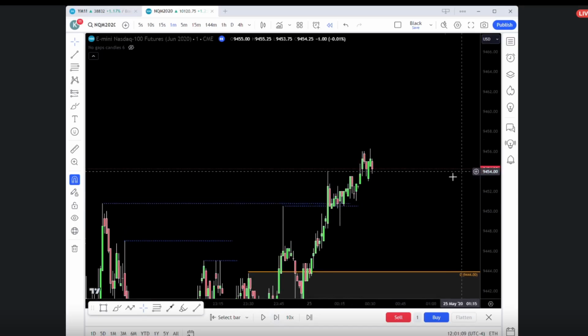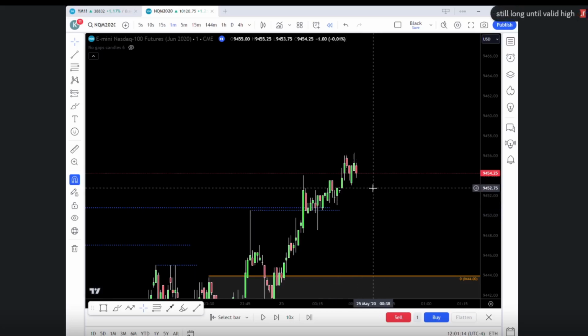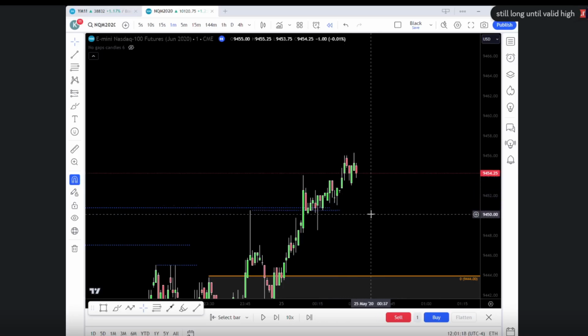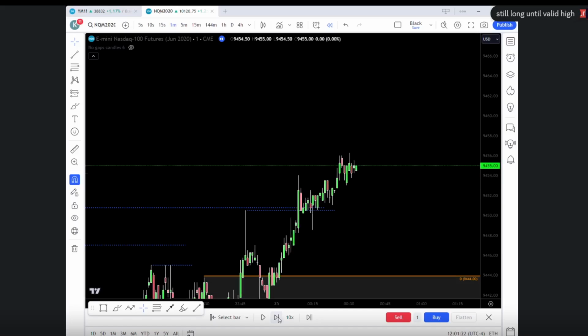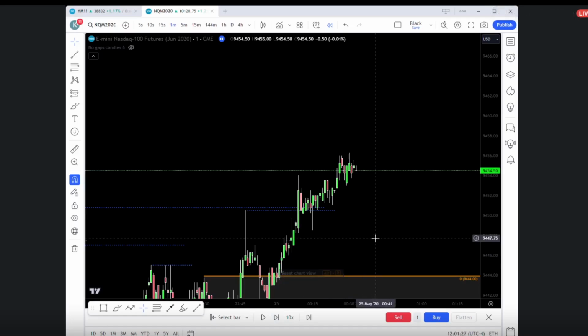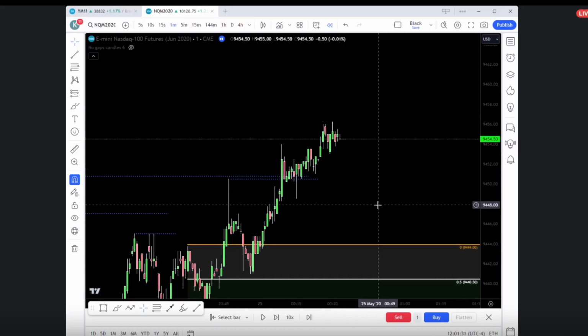All right. So when you're shorting, essentially what you're looking for is at least forming a valid high and a flip. Right. And that would be a scalp because we haven't broken a protected low, which is all the way where? All the way down here. Right.